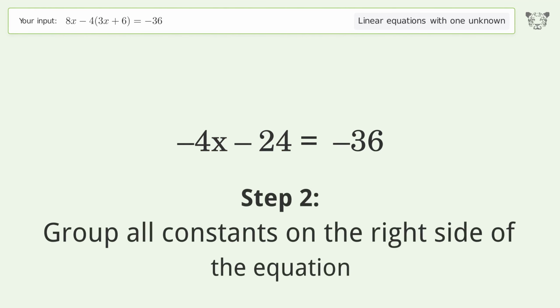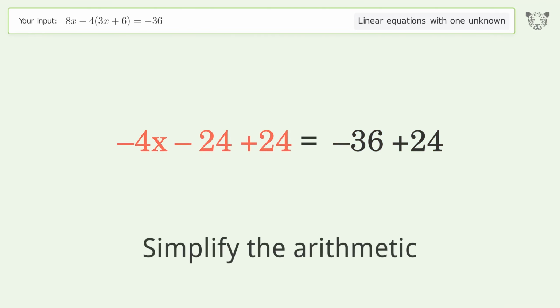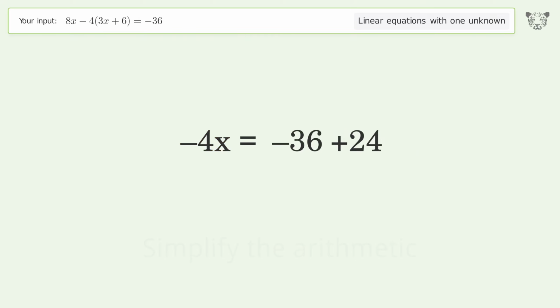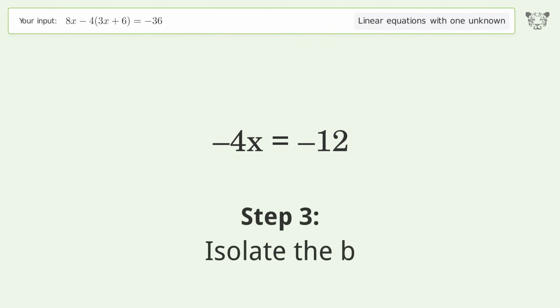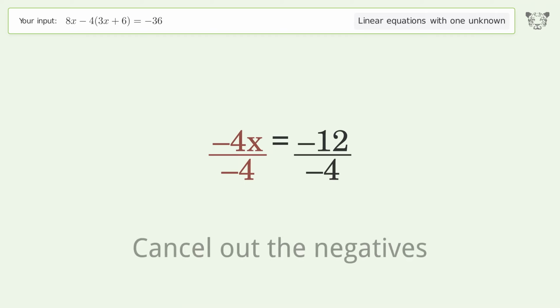Group all constants on the right side of the equation. Add 24 to both sides. Simplify the arithmetic. Isolate the b. Divide both sides by -4. Cancel out the negatives.